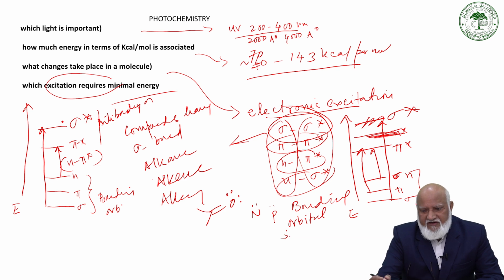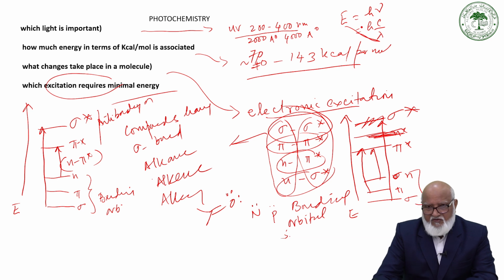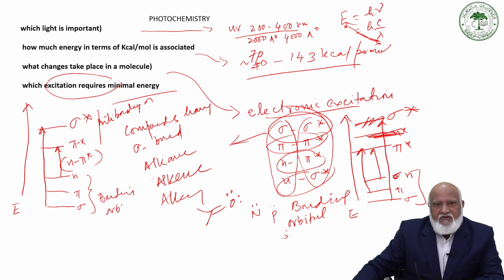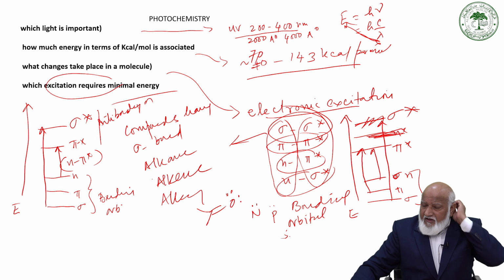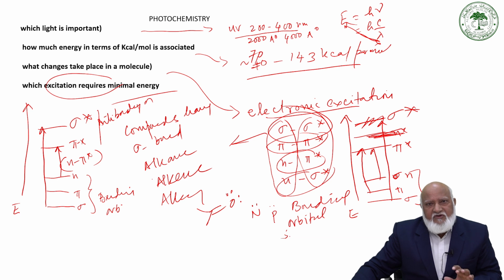Because we know that E is equal to h nu, and h c by lambda, so energy is inversely proportional to lambda. Shorter the wavelength, higher the energy. And these are a few questions which may arise when we talk of photochemistry. So these are the basic questions we must know when we are talking about photochemistry.